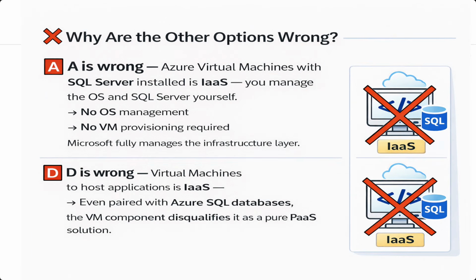Why are the other options wrong? A is wrong. Azure Virtual Machines with SQL Server installed is IaaS, not PaaS. You manage the OS and SQL Server yourself. D is wrong. Virtual machines to host applications is IaaS. Even paired with Azure SQL databases, the VM component disqualifies it as a pure PaaS solution.